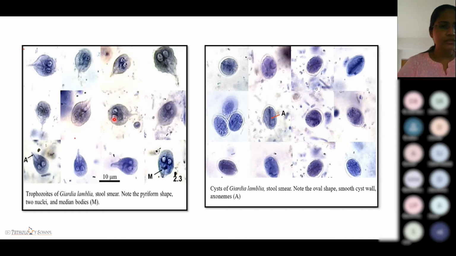Here, this is a stool smear. Trophozoites of Giardia lamblia are seen. They are pyriform shaped, having two nuclei and median bodies.